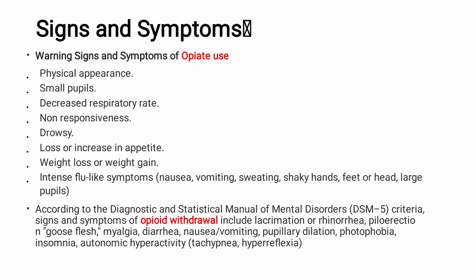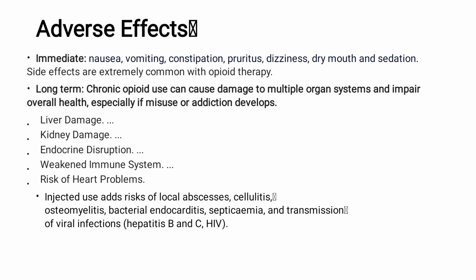Signs and symptoms of opioid use include small pupils, drowsiness, loss of appetite, weight loss, but the most important are the opioid withdrawal symptoms which we use in management, including lacrimation, rhinorrhea, piloerection, that's goose flesh, myalgia, nausea and vomiting, pupillary dilation, and autonomic hyperactivity, that's tachycardia and tachypnea.